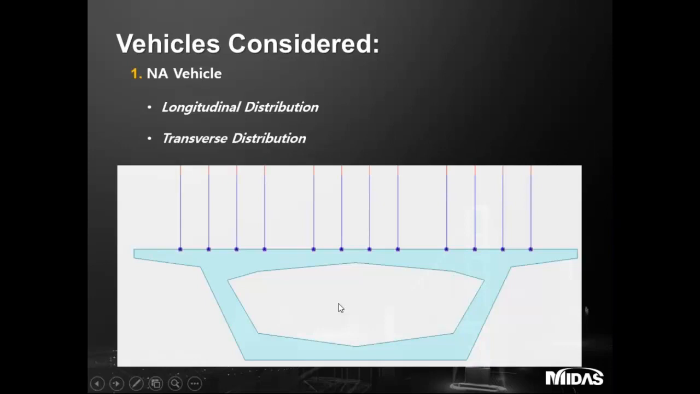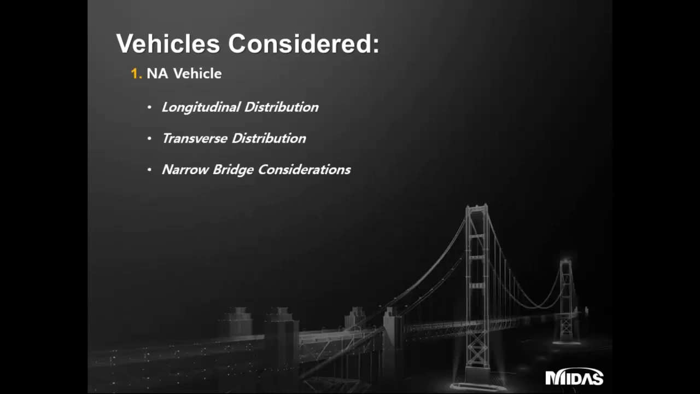For transverse distribution, what the software does is it basically considers 4 influence lines for each lane, and that is how the load would be applied. And also the narrow bridge consideration. So if your bridge is quite narrow and it won't be accommodating multiple lanes, if you want to apply the traffic load as a factored load, then that has also been considered.